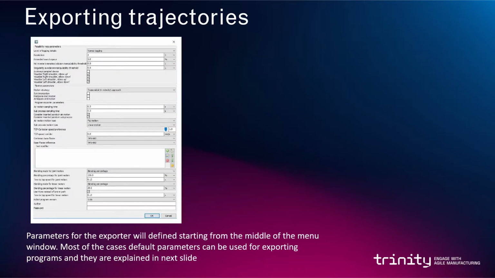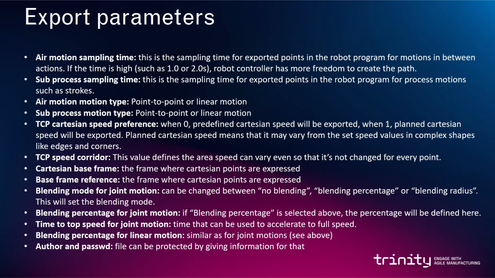So we have certain parameters that can be modified for the exporter optimization, but most of the time the default parameters can be used for exporting programs. And here is a short list of the export parameters. We can see that we have, for example, password protection and also all the Cartesian base frames and the blending percentages for joint motion and all the air motion and sub-process motion types.